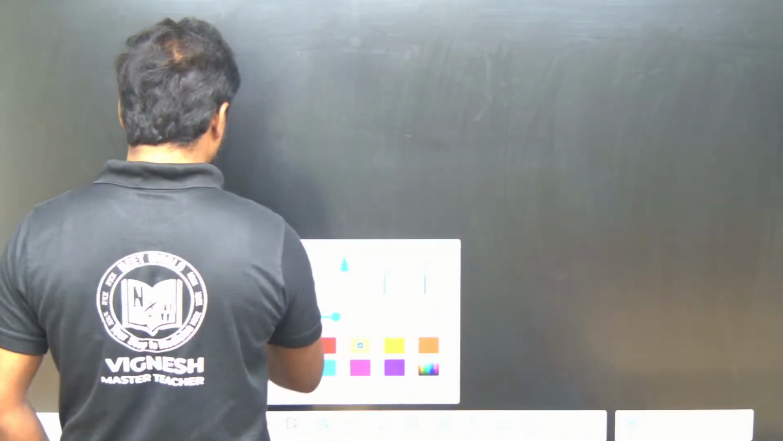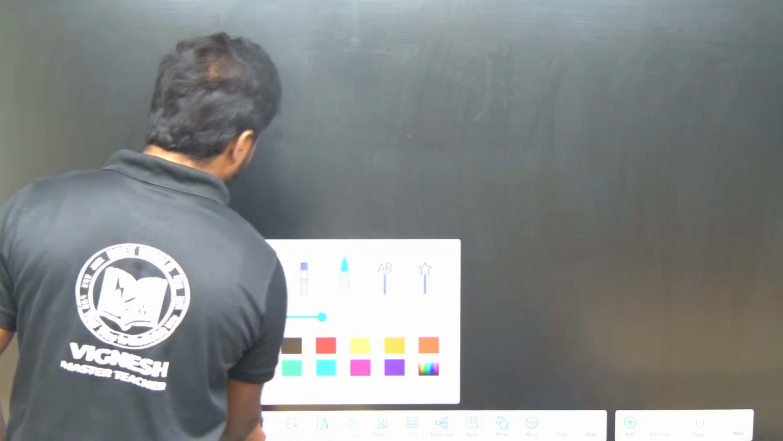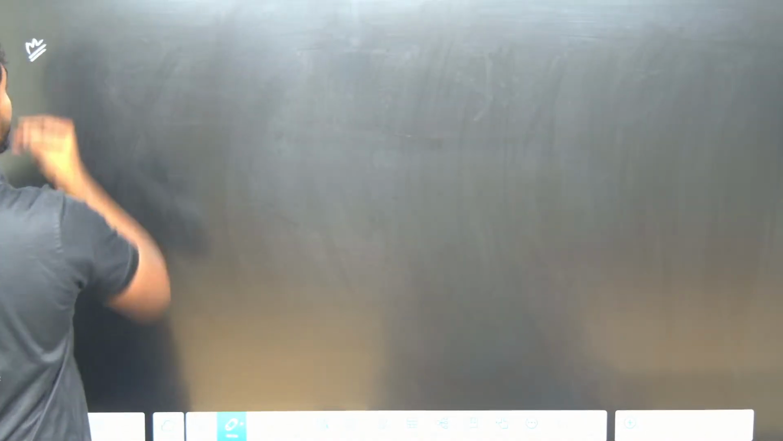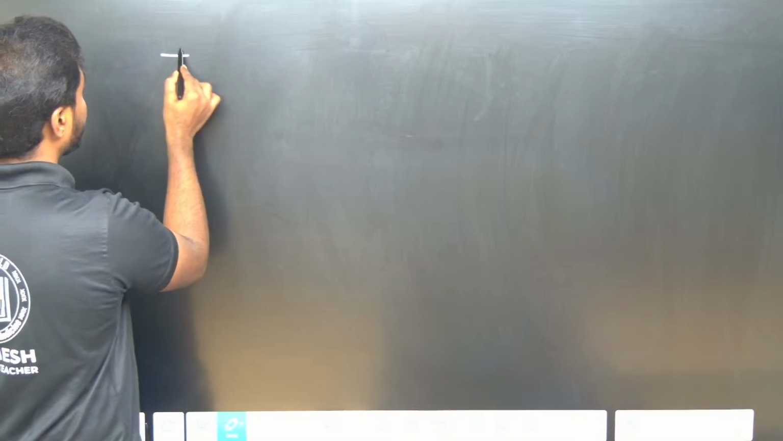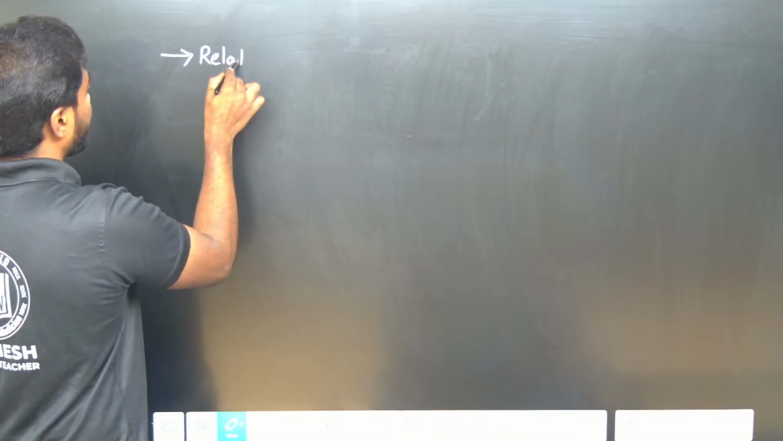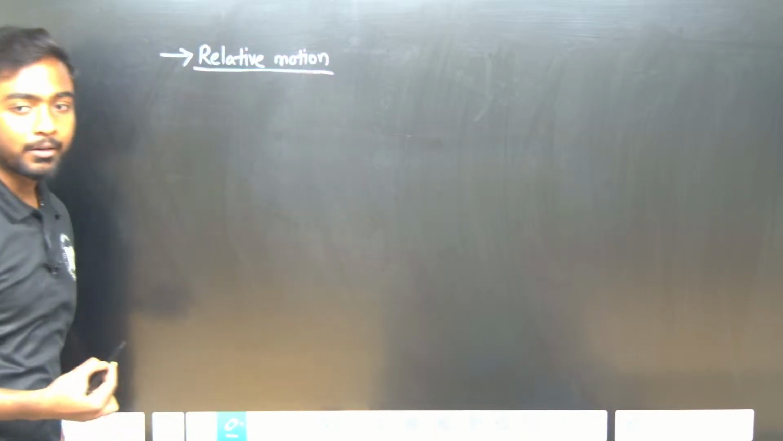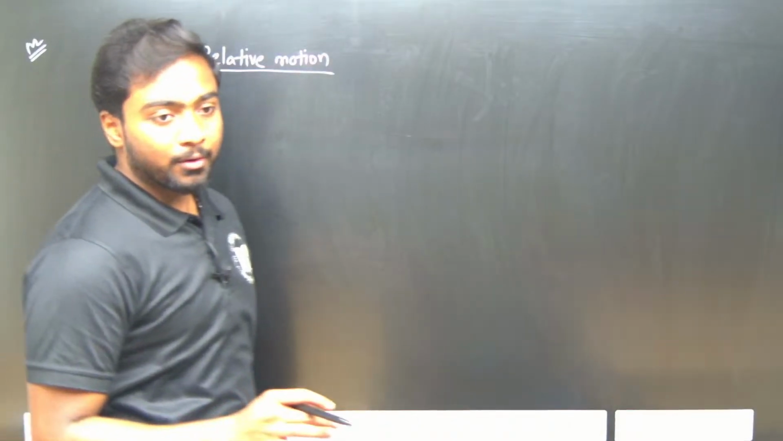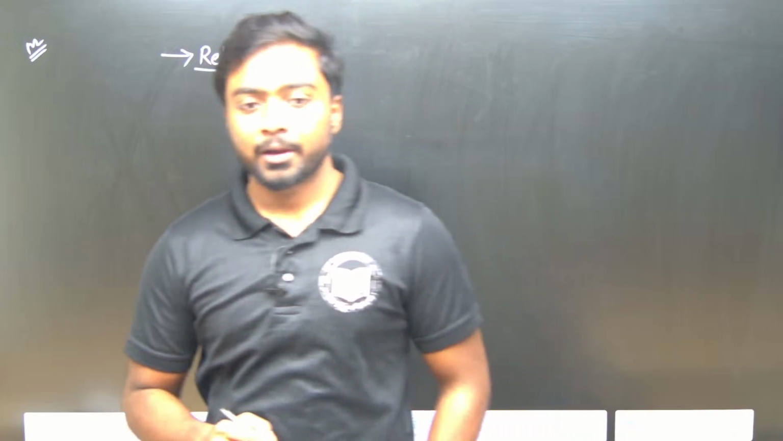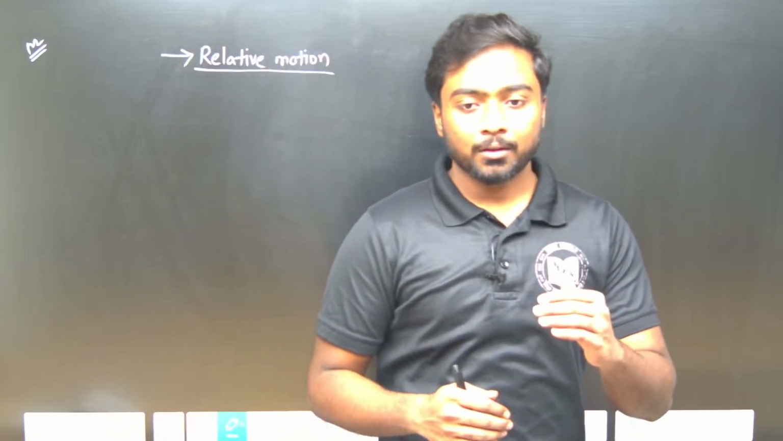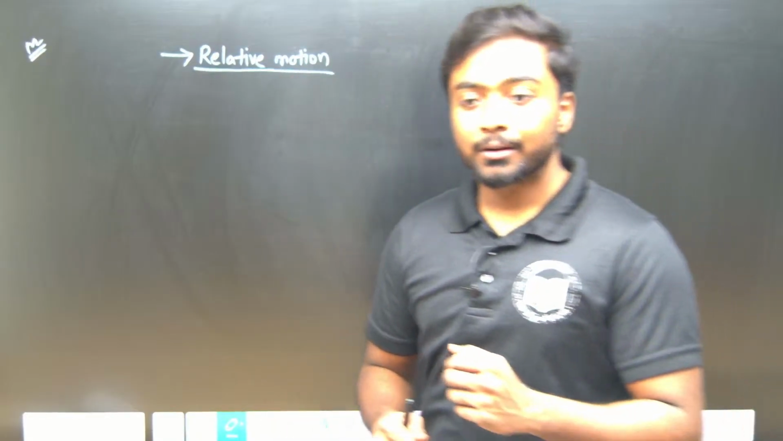Let us discuss what we have seen in the last class. The topic is relative motion. We have discussed the formula for relative motion, and we started the topic of the river and the man, or the river and the boat. So let us see what the things are in that river and man problem.